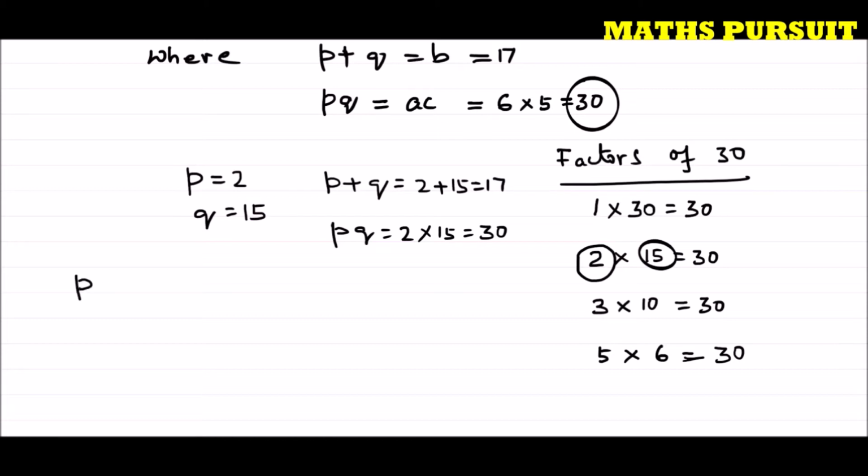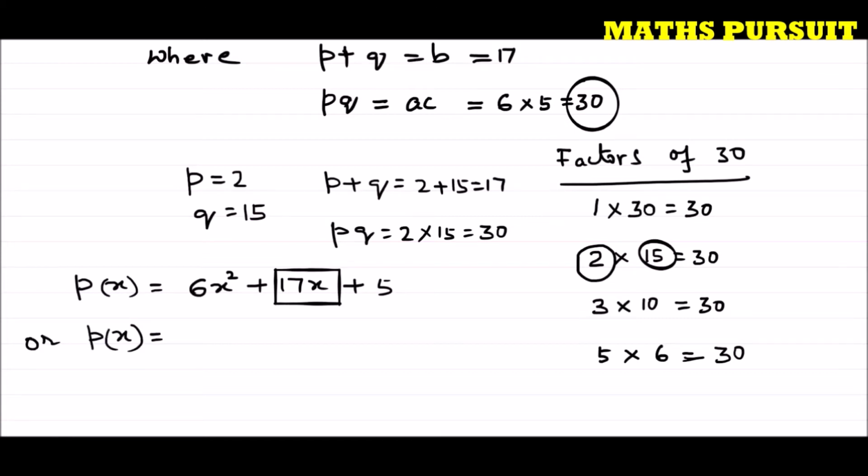Now we have the polynomial Px is equal to 6x to the power 2 plus 17x plus 5. Now we can easily split this 17x as Px is equal to 6x to the power 2 plus 2x plus 15x. How? Because we got P plus Q, one is 2 and one is 15. So we considered that one as 2x plus 15x, which is 17x plus 5. Hope guys I'm very clear till here.